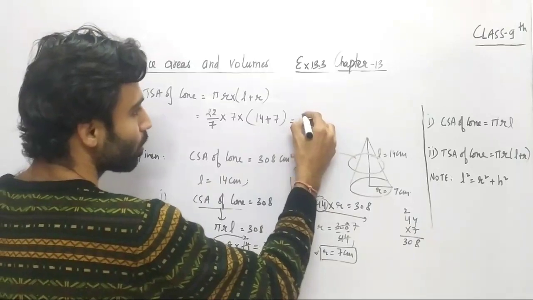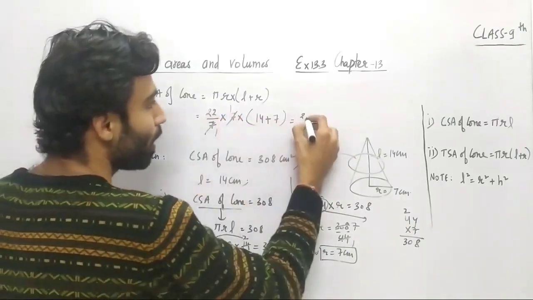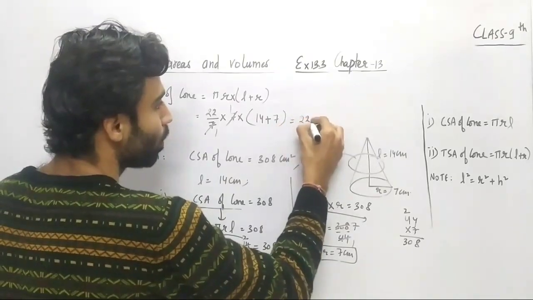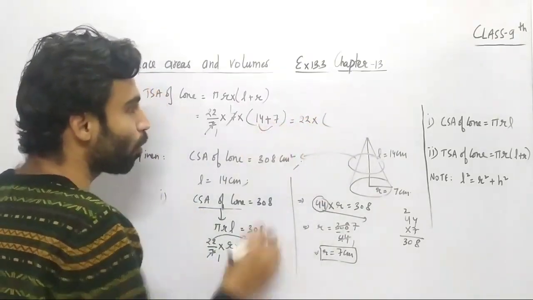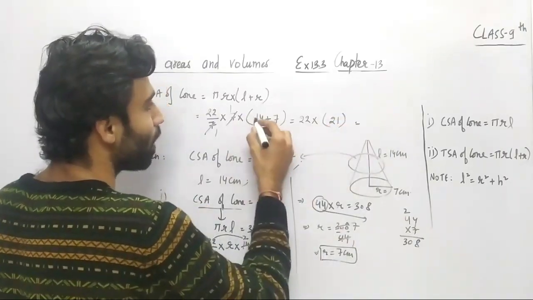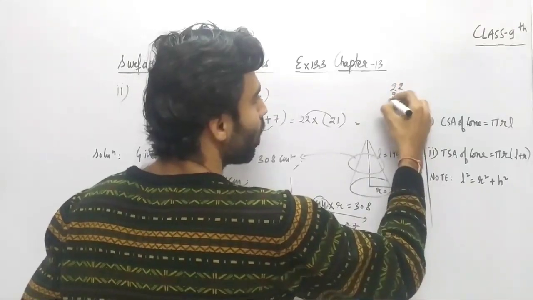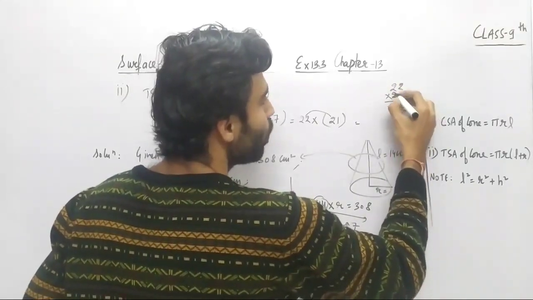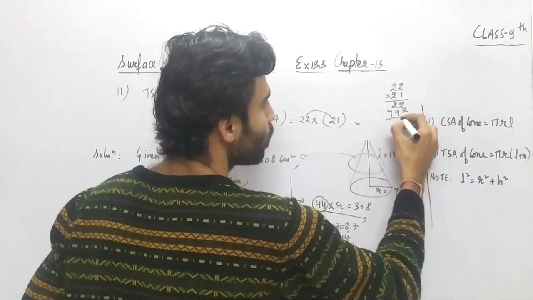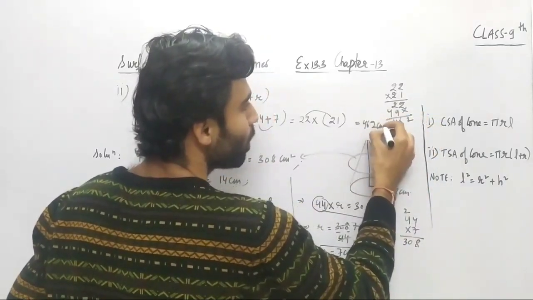So let me just solve this. You can see the 7 and 7 will cancel out. So the only remaining is 22 multiply. Now let me just add them, 14 plus 7, so that will be 21. So you have to simply multiply these two. So 22 into 21, let me just check. So that will be 22, then 2 fours are 8, 2 twos are 4, so 2 6 4, wait, 462. So there will be 462 centimeters square, right?